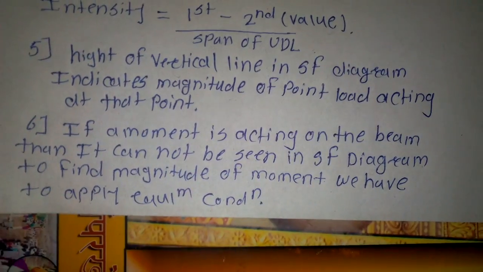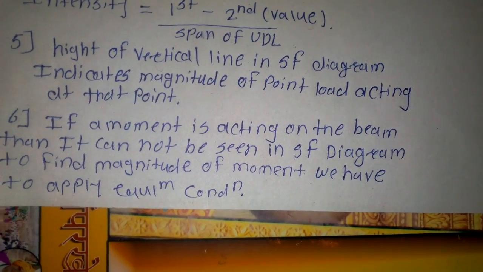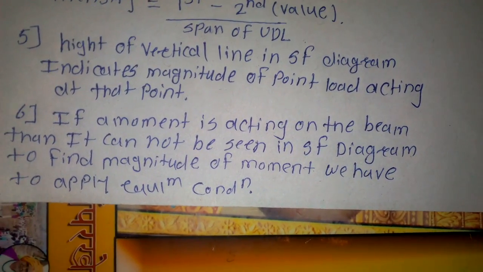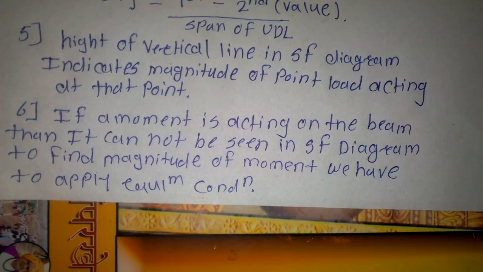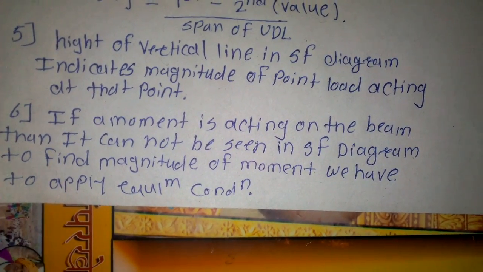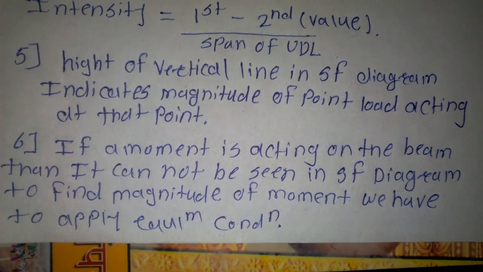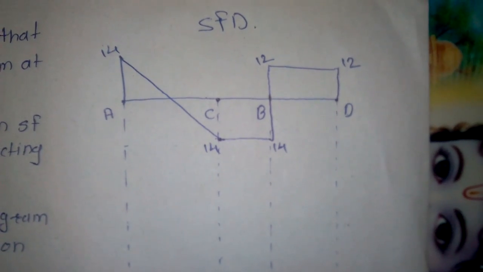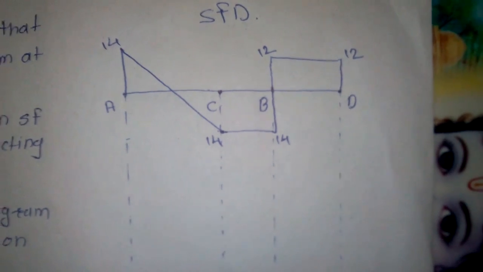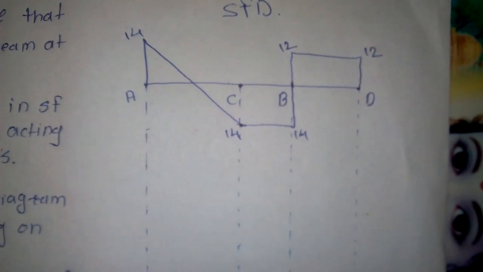acting at that point. And the sixth point: if a moment is acting on the beam, that cannot be seen in the shear force diagram. To find the magnitude of the moment, we have to apply the equilibrium conditions. Now let's see how to draw a load diagram.